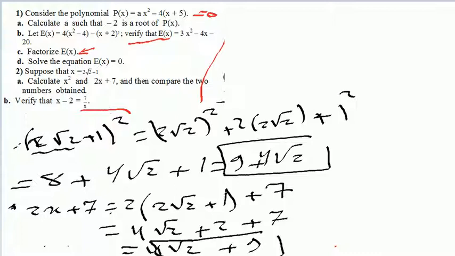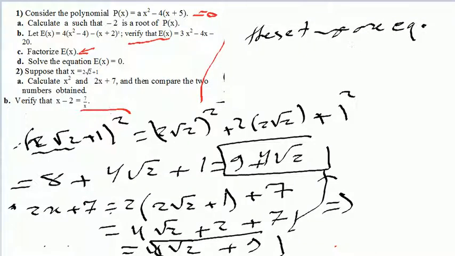What does it say? Calculate this and then compare the two numbers. When it says compare, it means tell me which is bigger, whether they are equal, or which is smaller, and so on. As you can notice, 4 radical 2 plus 9 and 9 plus 4 radical 2 are equal. So when it says compare, we say these two numbers are equal.